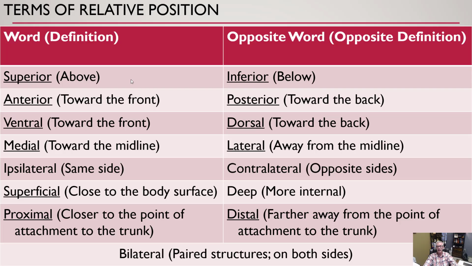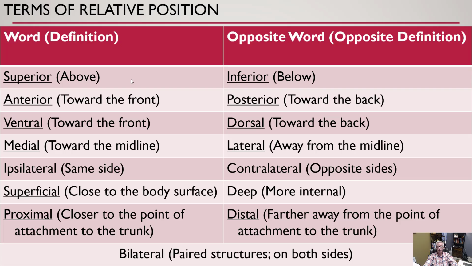Medial, towards the midline, lateral, away from midline. Your umbilicus, your belly button, is medial versus your arms. Your arms are lateral compared to your umbilicus. Ipsilateral just means the same side. Contralateral means opposite sides. You have contralateral kidneys. You have kidneys that are on opposite sides. You have 5 ipsilateral toes. You have 5 toes that are on the same side.